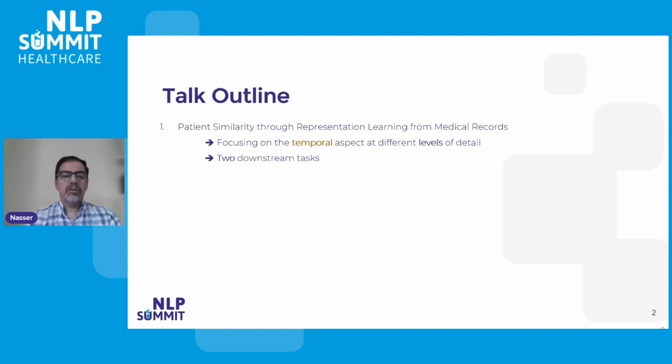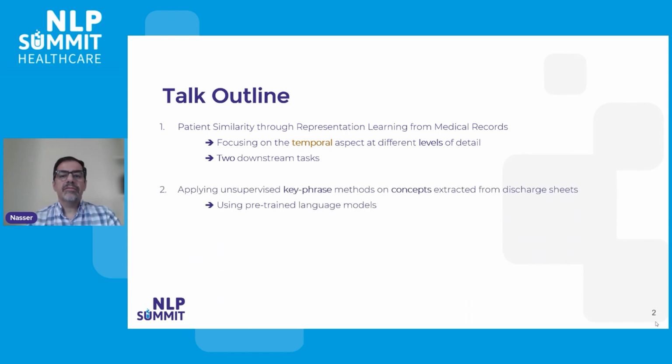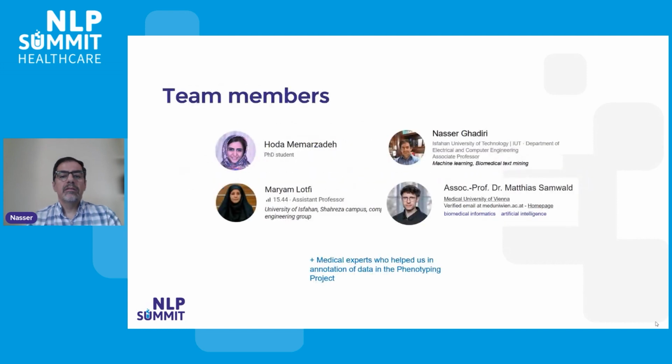The topics today include two projects. The first project is about patient similarity using representation learning and focusing on the temporal aspect. The method is applied to downstream tasks. And the second project further improves the first one by extracting key phrases for the concepts extracted from the discharge sheet using pre-trained language models. The team members were from the Isfahan University of Technology, University of Isfahan, and the Medical University of Vienna.